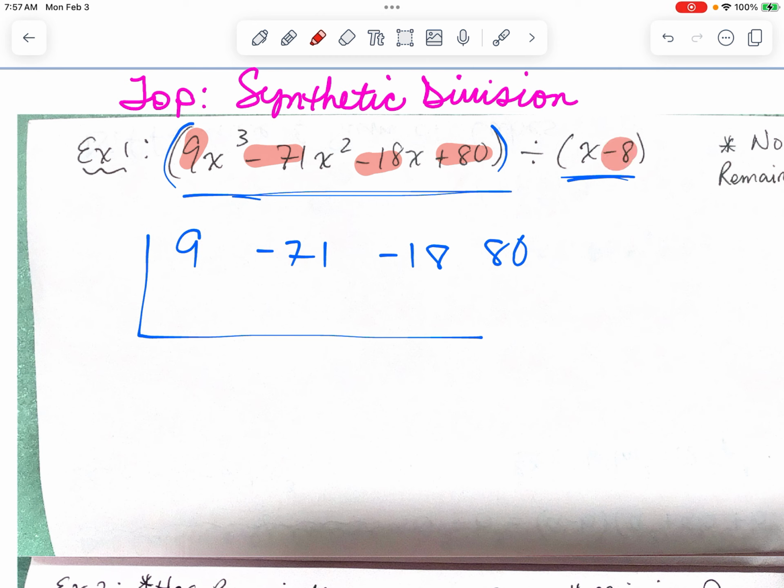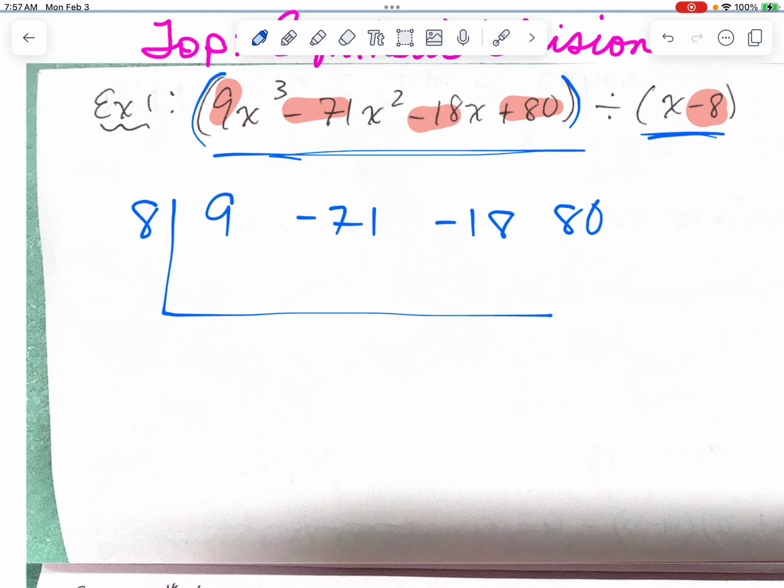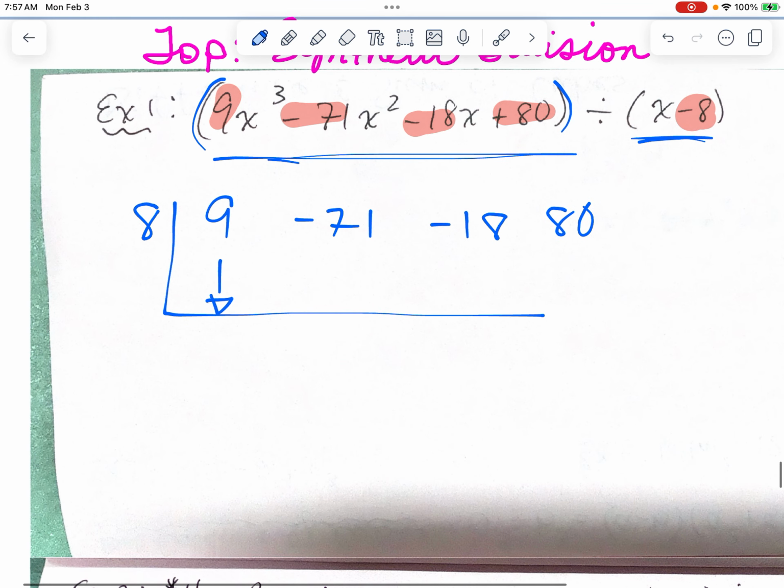Then this number here, this minus 8, you're going to change the sign. We're going to make that plus 8, and it goes on the outside. And so now we are going to start the problem. We're going to bring down the 9 on the outside, and when we are looking at 8 and 9 on the outside, we are going to multiply. So we do 9 times 8, which is 72.